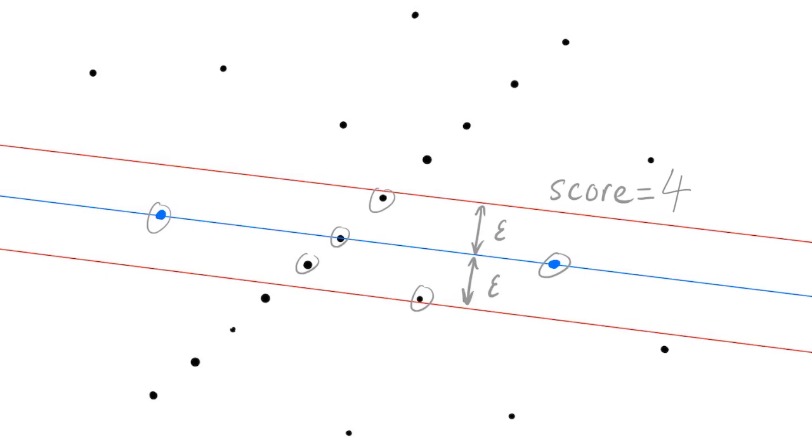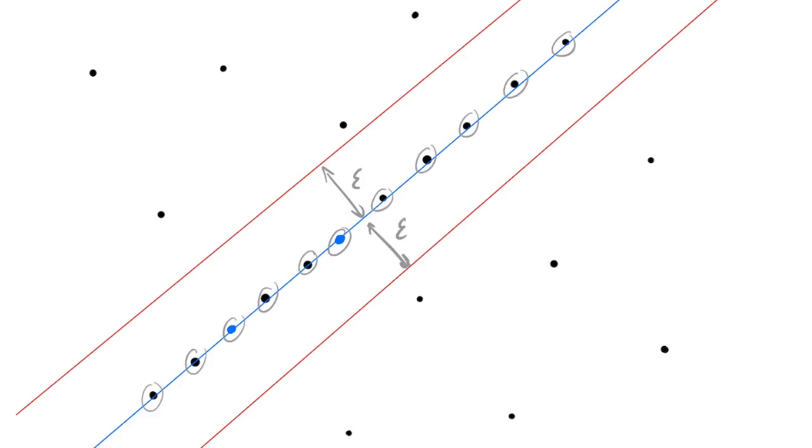Now, the algorithm will keep repeating these 3 steps each time, starting with a new randomly picked minimal set. For instance, this minimal set, with these inliers, has a score of 9, which is the best with this epsilon for this point cloud. Finally, the line instance with the highest score is outputted by the algorithm.